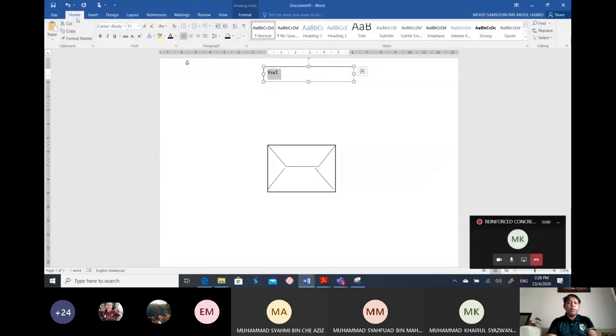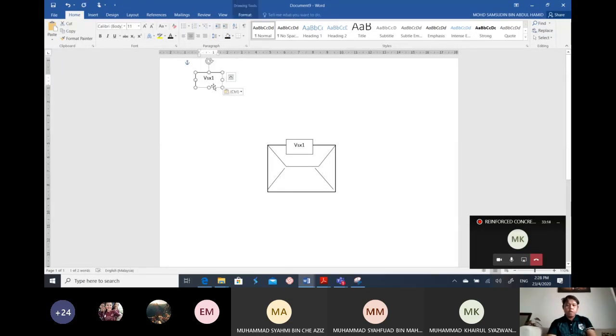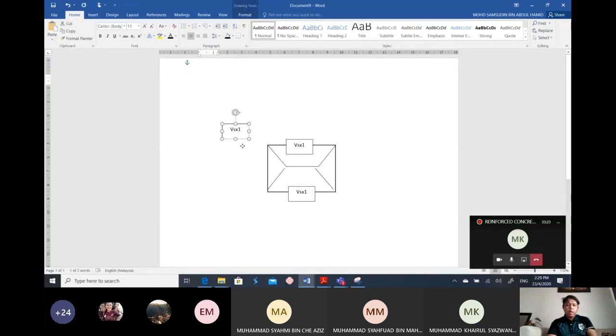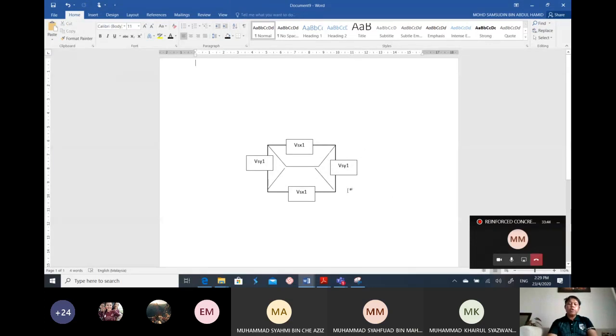Okay, so all the values here will be like this. For the long span here, dia akan jadi VSX1. Here is also VSX1. Here, kat sini akan jadi apa? Dia akan jadi VSY1. And then the other side is also VSY1, because all of these 4 edges are continuous.